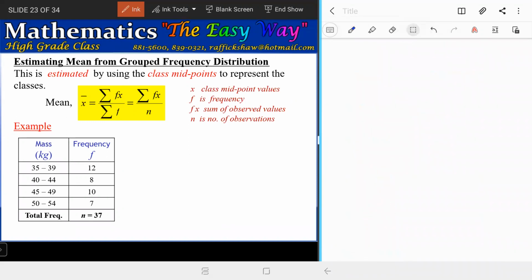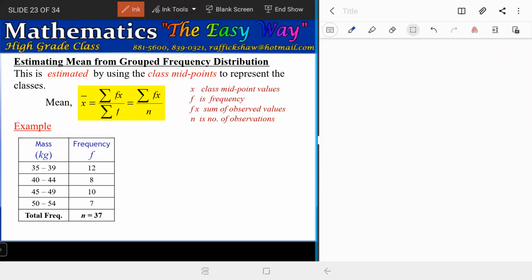The more convenient way is to group the masses. You put them in groups. So those who measure between 35 and 39 kilograms, you put them in that group. Those that measure between 40 and 44 kilograms, you put them in that group. Those that measure between 45 and 49 kilograms, you put them in that group. And those that measure between 50 and 54 kilograms, put them in that group.